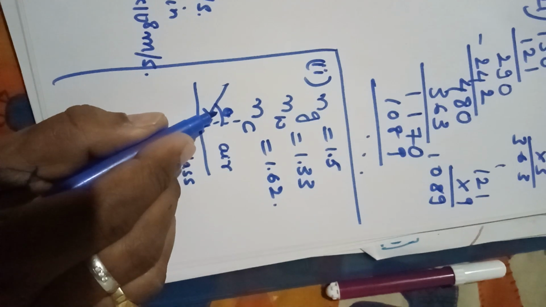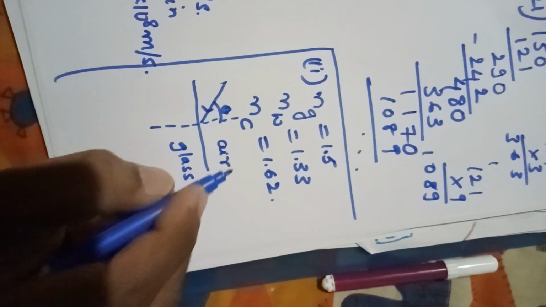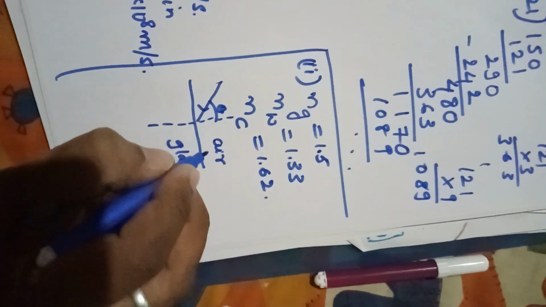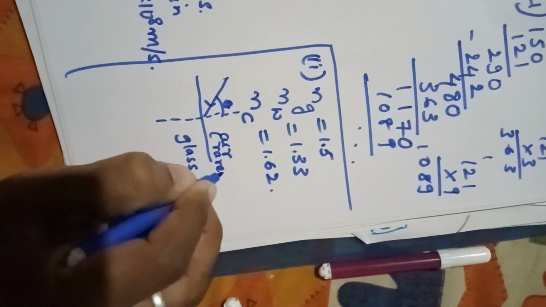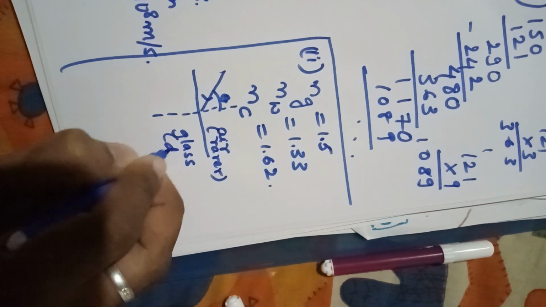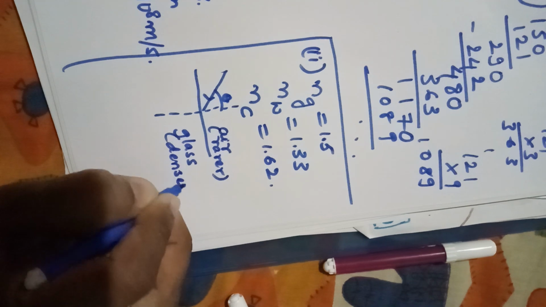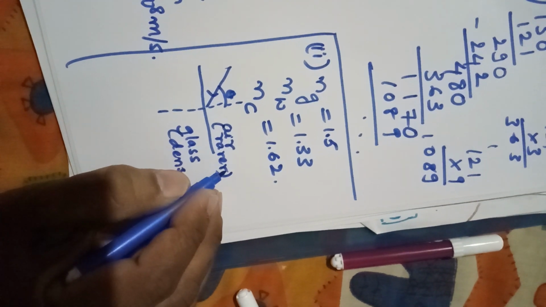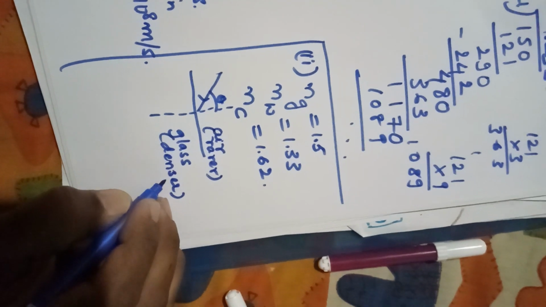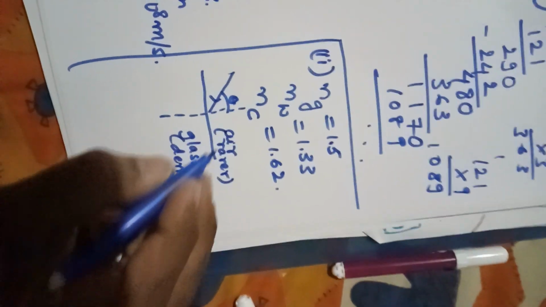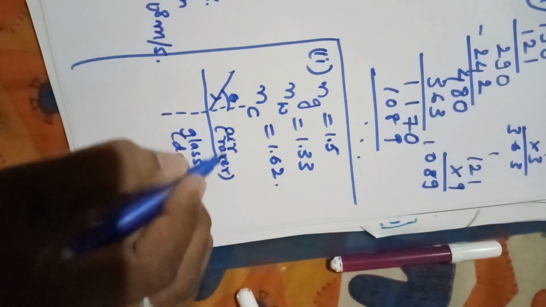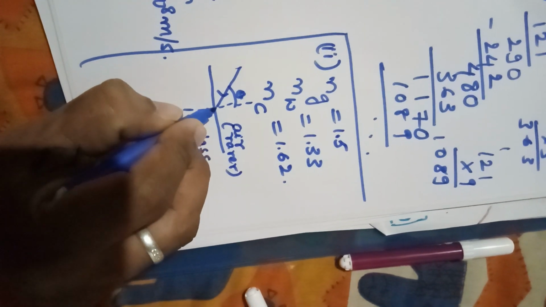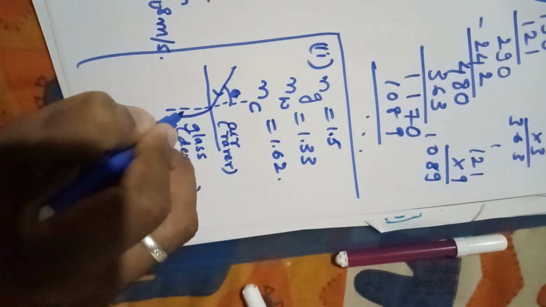Now whenever a ray of light passes from rarer medium to denser medium, so here air is rarer medium, glass is denser medium. Rarer medium is a medium in which speed of light is more, denser medium is a medium in which speed of light is less. Now whenever a ray of light passes from rarer medium to denser medium, it will bend towards the normal.